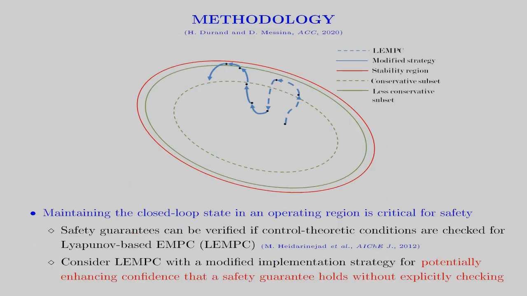Maintaining the closed-loop state within the larger level set known as the stability region is critical for process safety. Process safety guarantees can be verified online by checking if a number of conditions hold. However, this may be time-consuming and computationally difficult. Therefore, we consider a modified Lyapunov-based economic model predictive control strategy for potentially enhancing confidence that safety guarantees will hold without having to explicitly check.